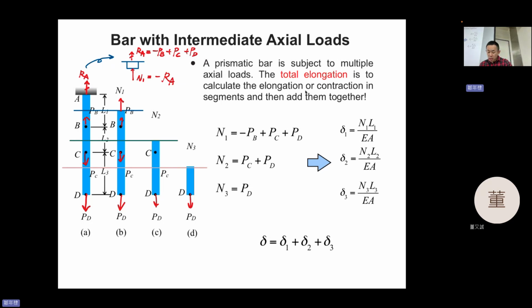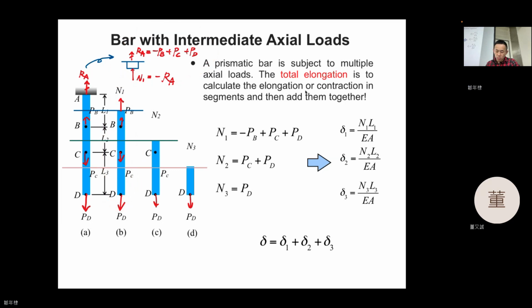Okay? So you see the value minus PB plus PC. Don't you think they are the same? The value is the same. The direction, maybe you say, N1 is minus RA. Yeah, because the answer of this and the answer of that will cancel each other out, right? So you see upper part balance, bottom part balance, they are all the same.